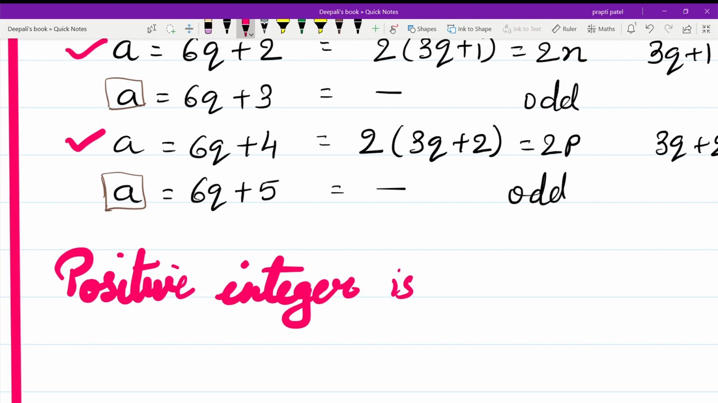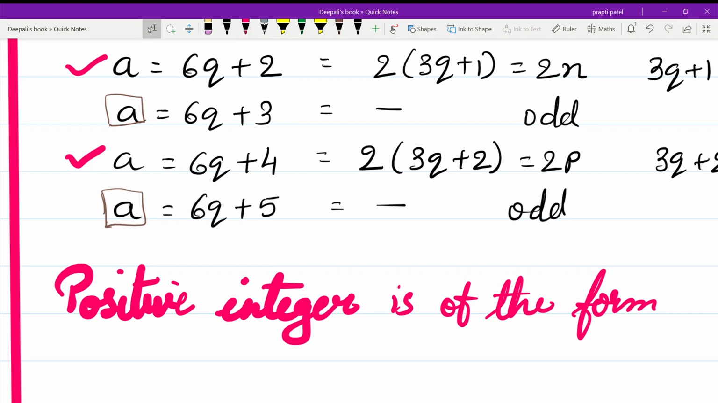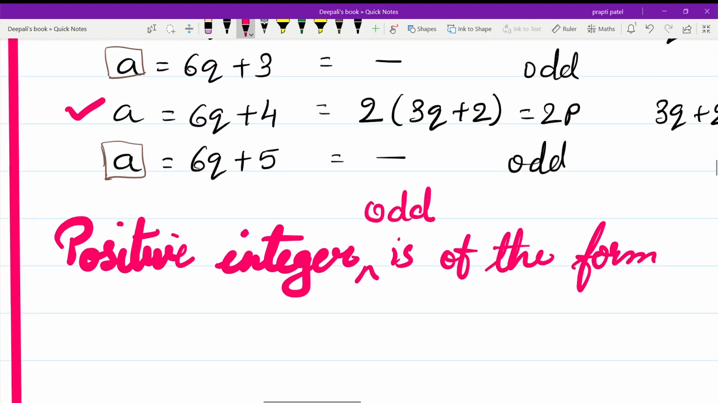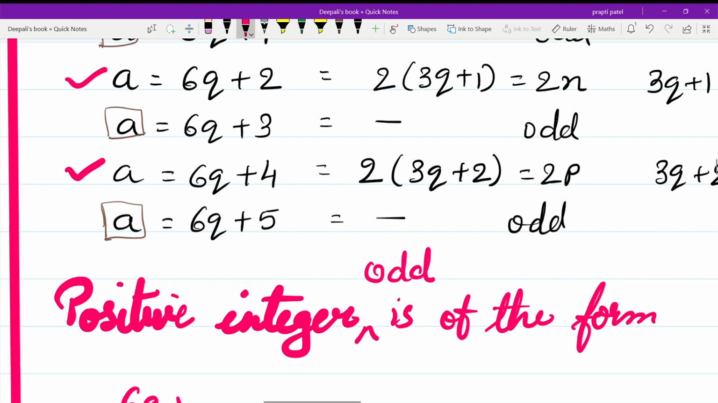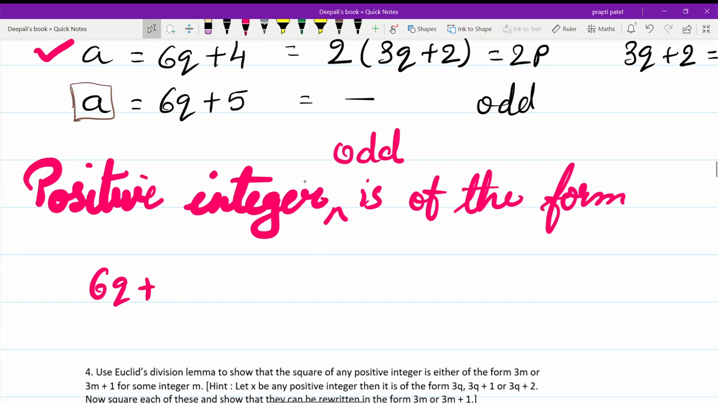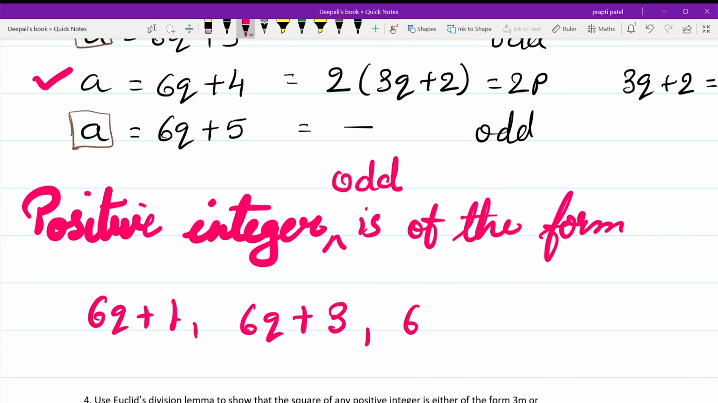So we can say any positive odd integer is of the form 6q plus 1, 6q plus 3 and 6q plus 5.